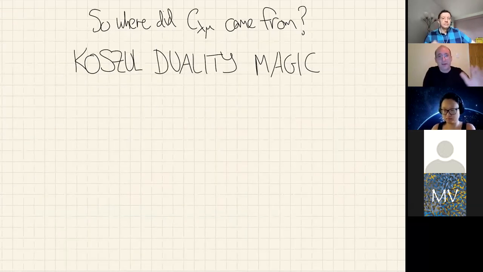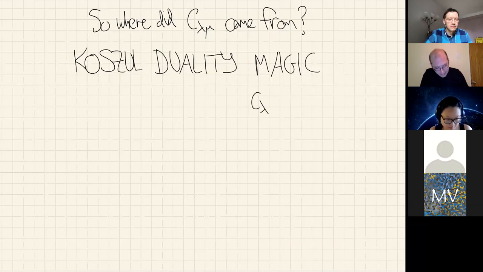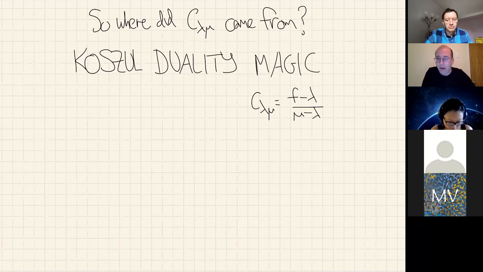Okay, now you can start paying attention again. Where did this construction of C lambda mu come from? How did we pull this out of our hat? More interestingly, the goal is to categorify a denominator. Remember that C lambda mu was just given by F minus lambda over mu minus lambda, and all that we were doing was finding some way to deal with this denominator in a categorical setting. We turned it into a power series and turned the power series into an infinite complex, but where did that idea come from?